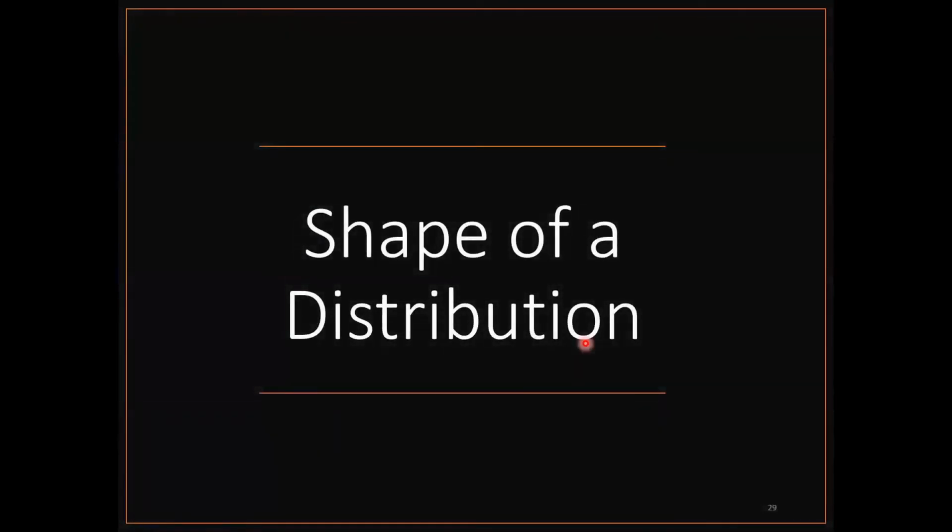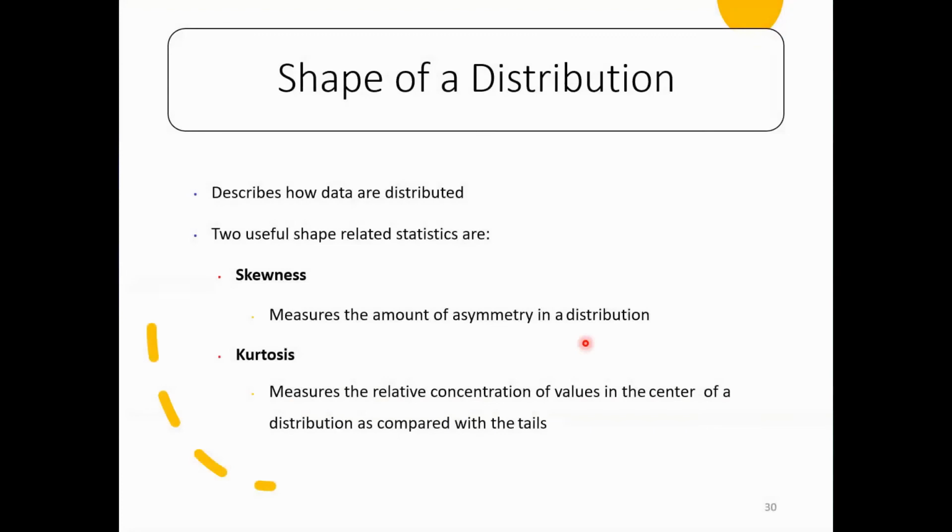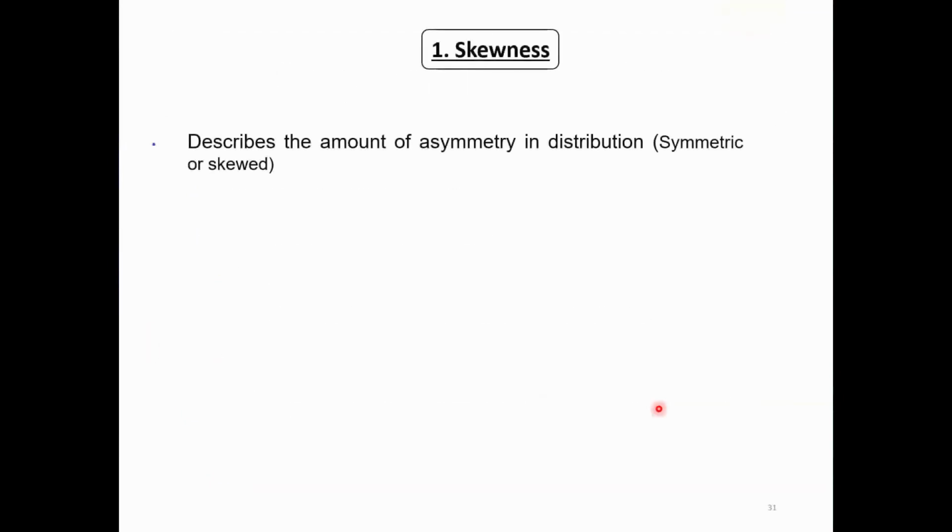Right. Next up, we have shape of a distribution. In order to look at the shape of a distribution, we would be looking at the skewness and the kurtosis. What is the skewness? It measures the amount of asymmetry in a distribution. What is kurtosis? It measures the relative concentration of values in the center of a distribution as compared with the tails. So skewness describes the amount of asymmetry in the distribution.